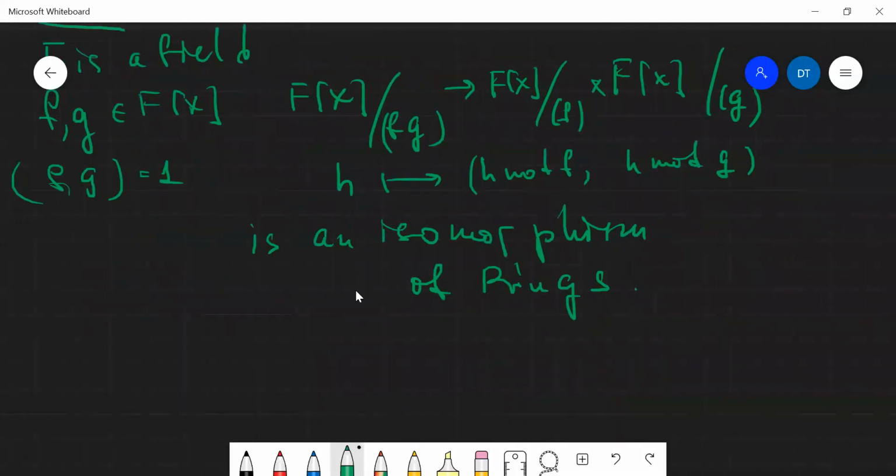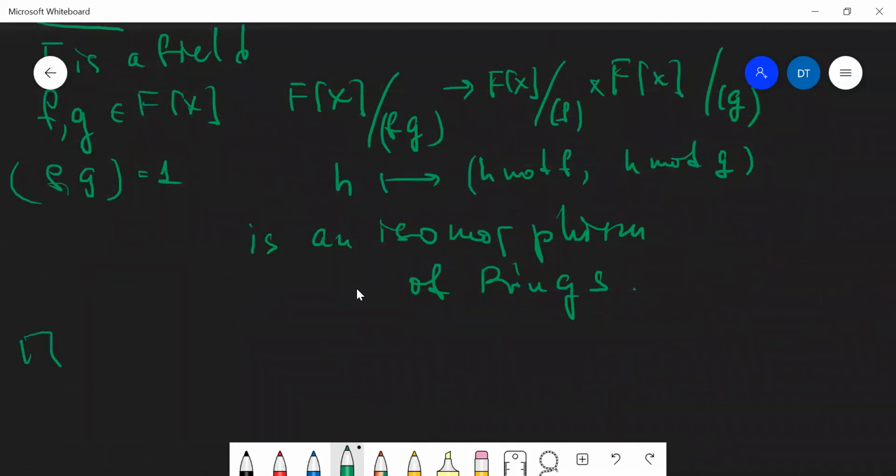First of all, what do we need to do in order to show that this is an isomorphism? The first thing, let me denote this map by capital phi. First of all, we need to show that phi is a homomorphism, which means it preserves the addition, multiplication, and it takes the identity with respect to multiplication to the identity with respect to multiplication, which means it takes the element 1 to the element 1.